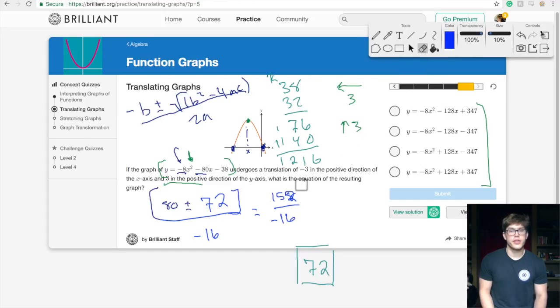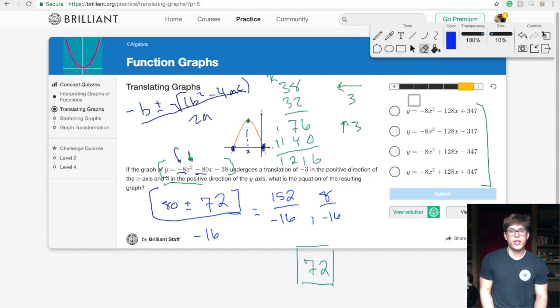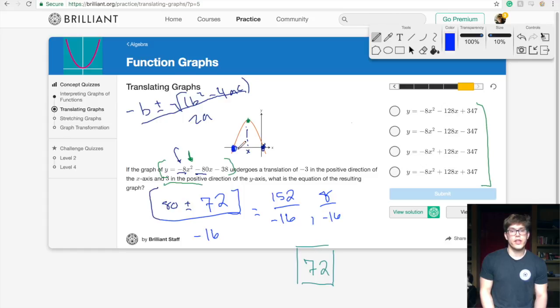Here, let me clear this up. This is 152. And so this is one root, and our other root is 80 minus 72, which is positive 8. So 8 over negative 16. All right, so now what do I know? What was I looking for these roots for? These roots are these values. One value is negative 152 over 16, and the other value is 8 over negative 16.